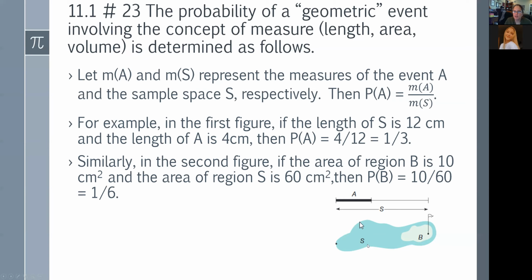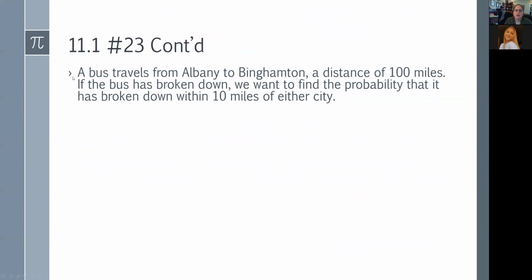Similarly, in the second figure, if the area of region B is 10 square centimeters and the area of region S is 60 square centimeters, the probability of region B is 10/60, or 1/6. So if we have a bus that travels from Albany to Binghamton, a distance of 100 miles, if the bus has broken down, we want to find the probability that it's broken down within 10 miles of either city.